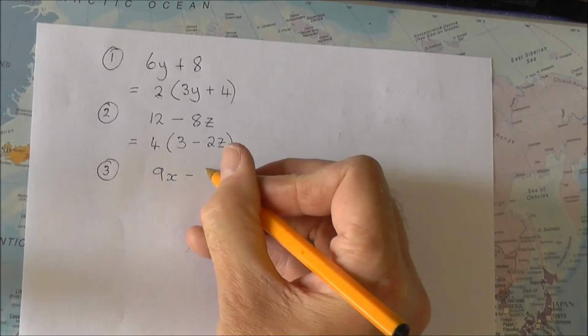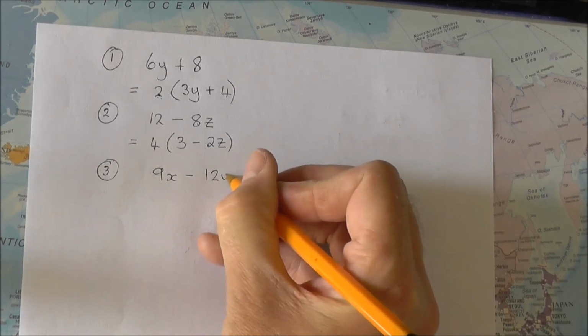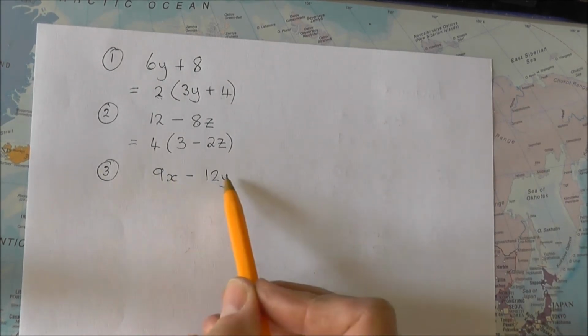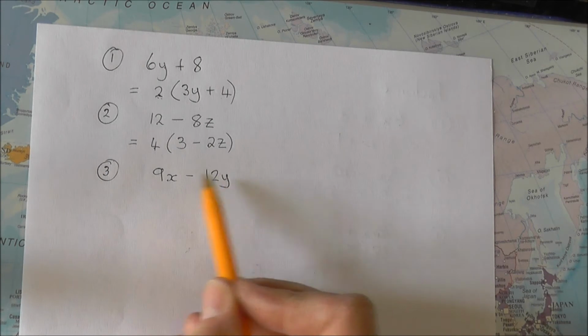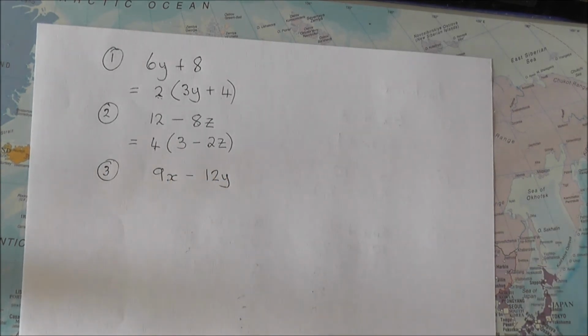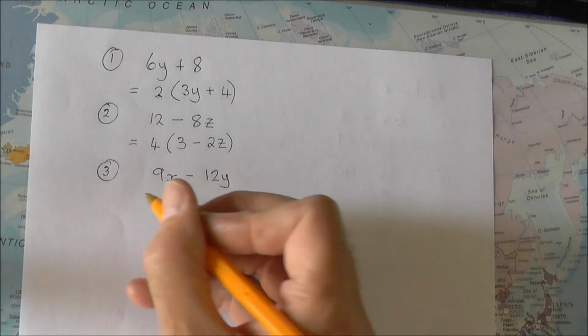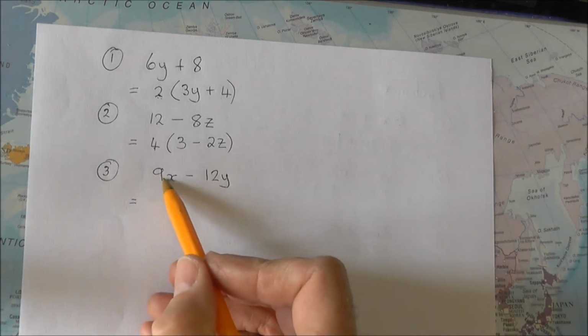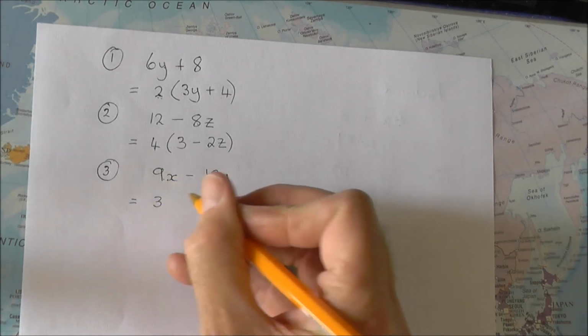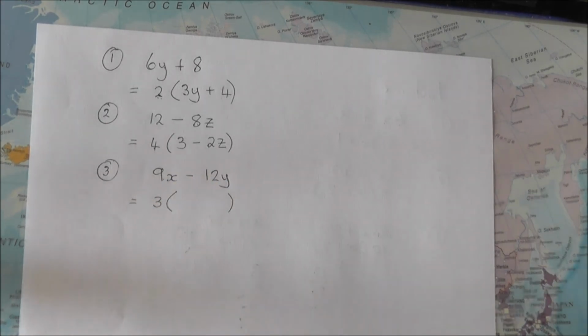9x minus 12y. So notice in this particular example, you've got a letter x and a letter y in the same question. Both these terms are terms with letters in. Don't let that put you off. You're going to factorise it. What will go into 9x and it will also go into 12y? Well, the biggest number that works is 3. The rest goes inside a bracket.